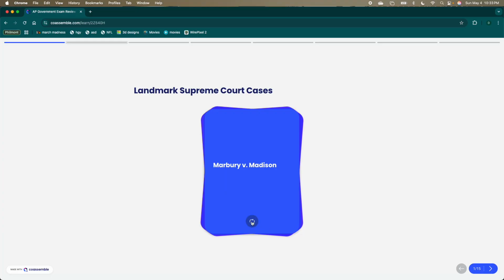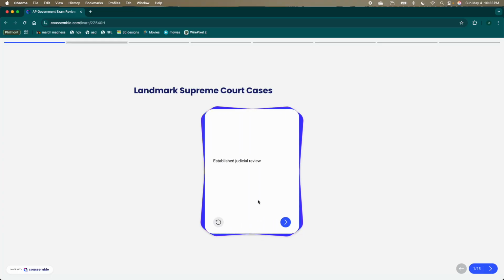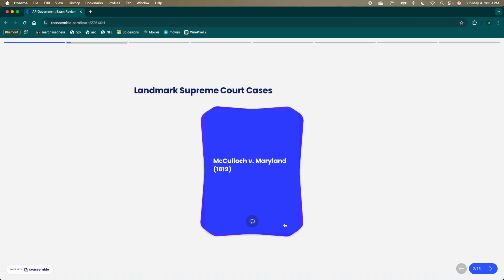So starting with Marbury v. Madison, of course, it established the precedent of judicial review. Now, there's not necessarily a constitutional principle that you need to know for this one. You just need to know that it established judicial review as the Supreme Court declared something unconstitutional for the first time.